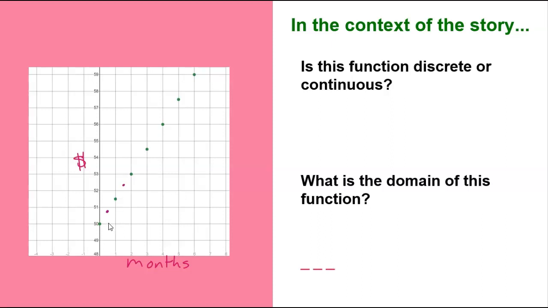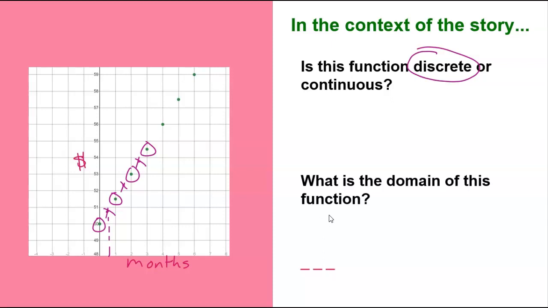Well, let's ask, in this problem we got a chunk of money at the end of 1 month. We got an interest payment, and we didn't get anything in the middle of the month. So this point in the middle of the month doesn't make any sense. None of the points in between make sense. The only points that make sense are the payments at the end of the month. So this is a discrete function.